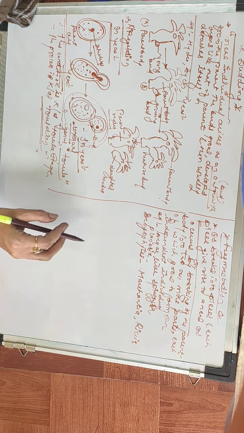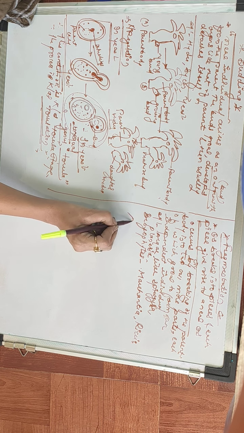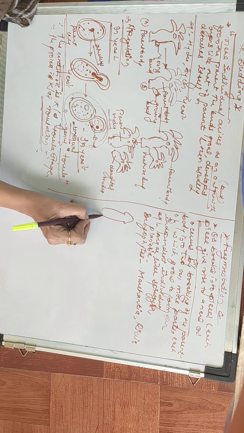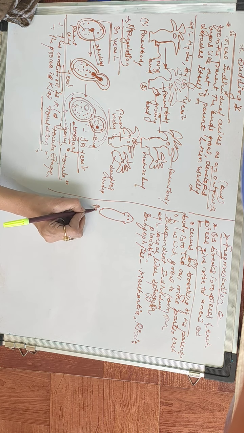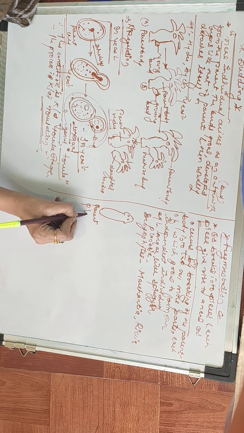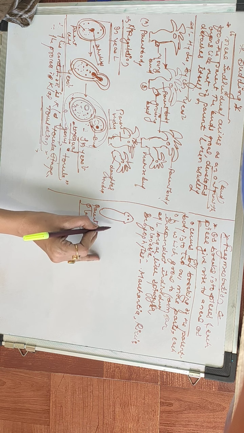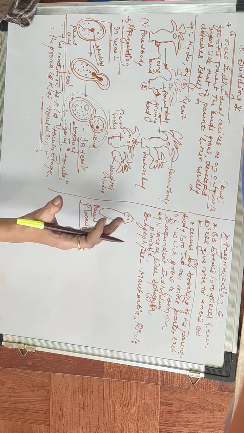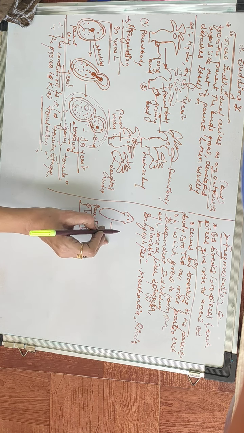So how fragmentation occurs in Planaria we will see. First, this is the structure of Planaria, or we can say this is a parent Planaria. Now this parent Planaria breaks into two or more parts. Suppose it is cut from here, I will show.